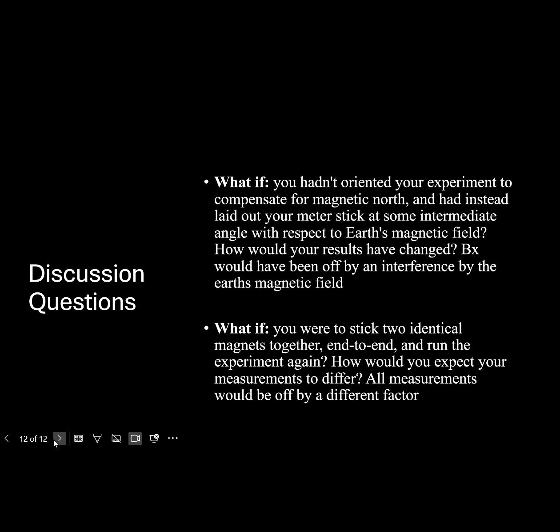And then in our discussion: if you hadn't orientated your experiment to compensate for magnetic north and had instead laid out your meter stick at some intermediate angle with respect to Earth's magnetic field, how would your results have changed? Well, Bx would have been off by an interference by Earth's magnetic field. This would all be similar, like, it would be off by the same magnitude.